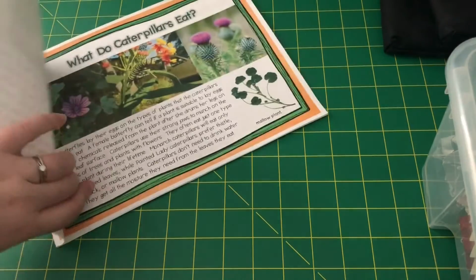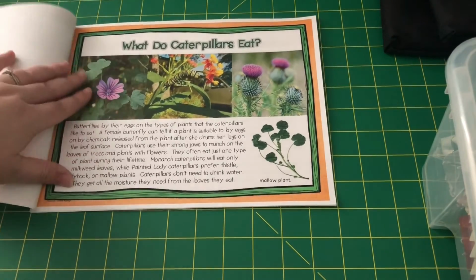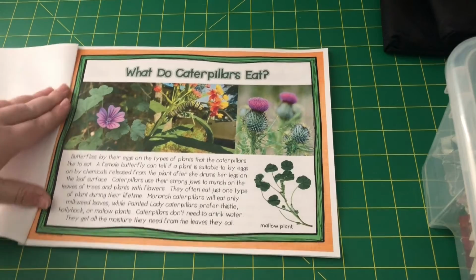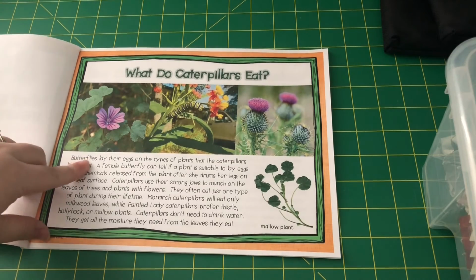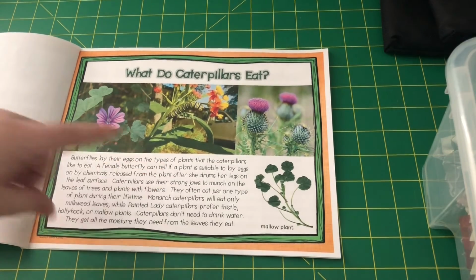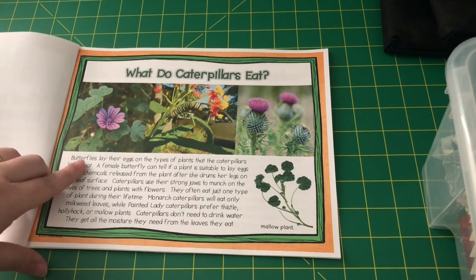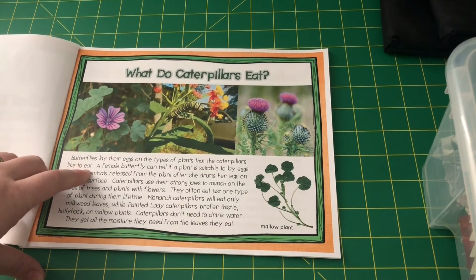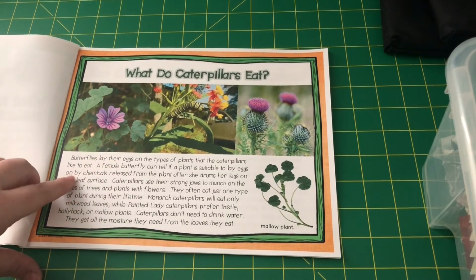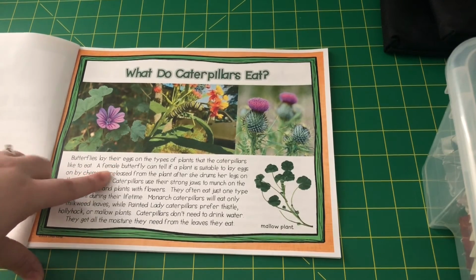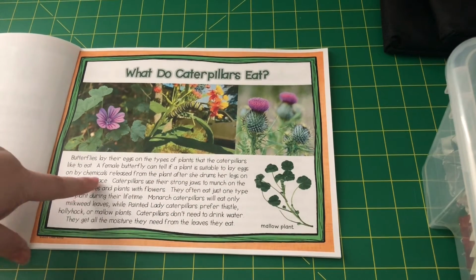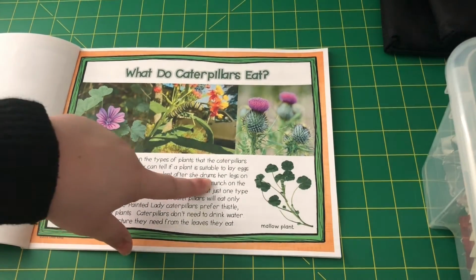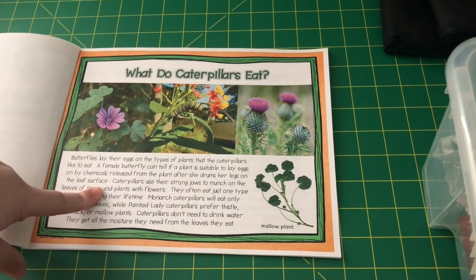Here's our colored version, and this is the version that I'm going to read to you so that you can look at all these really vibrant and pretty colors. So remember, when we read, we're following along with our finger. Okay? So look down at your page, get ready. Butterflies lay their eggs on the types of plants that caterpillars like to eat. A female butterfly can tell if a plant is suitable to lay eggs on by chemicals released from the plant after she drums her legs on the leaf surface.